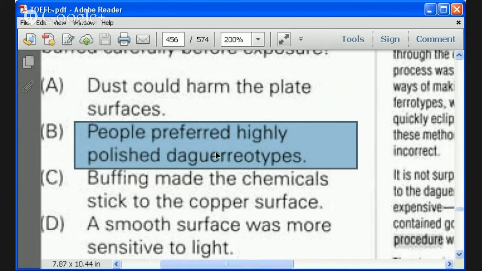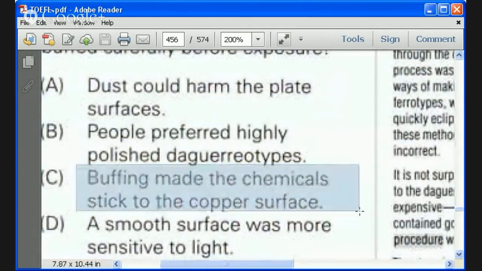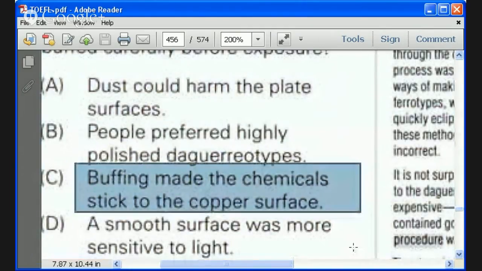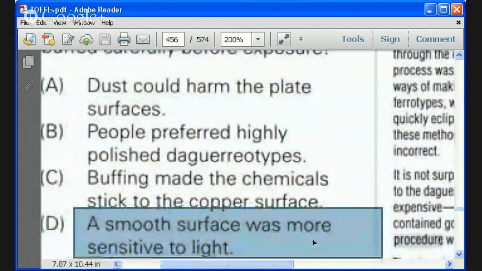All right. Can we eliminate the other answers? People preferred highly polished daguerreotypes. No, that's silly. Buffing made the chemicals stick to the copper surface. No. Okay, a smooth surface was more sensitive to light. Wait a minute. Now I'm confused, because a gouge or a groove is an unsmooth surface. Wait a second. It does mention dust.